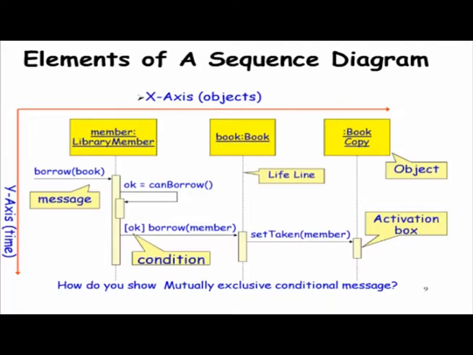So the objects are placed at the top of the diagram. The objects are basically rectangles, and just see here, this is the name of the object, book, and this is an instance of the book class. So that is the syntax here. This is the same as a class notation. Book is the name of the class, and book colon Book. So the first one represents the object ID, and the second one represents the class.